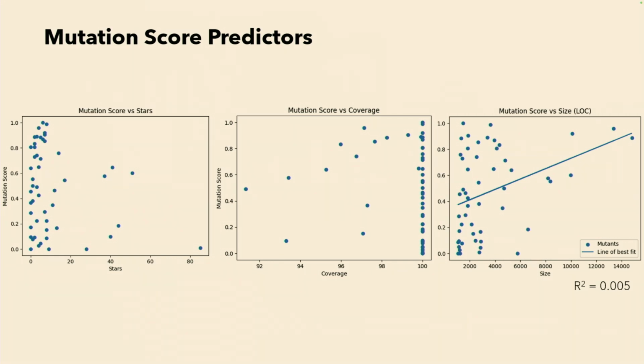So the last thing I looked at was just the size of the project. And this one was actually surprising. It did have a positive correlation, statistically significant. So it seems like larger projects have higher mutation scores, which is surprising just because you would think larger projects would have, yeah.